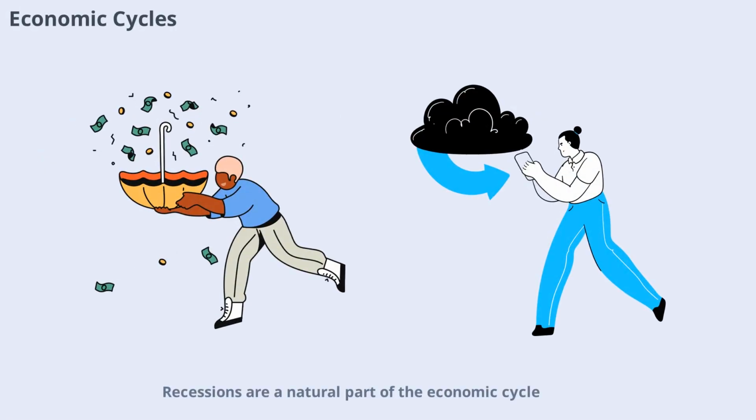Recessions are a natural part of the economic cycle. They're not always avoidable, but early warning signals can help you minimize their impact. By understanding how the indicators work and what they mean, you can prepare for downturns and take steps to protect yourself. Economic cycles may be inevitable, but your response can make all the difference.